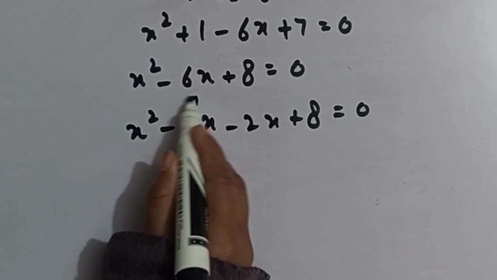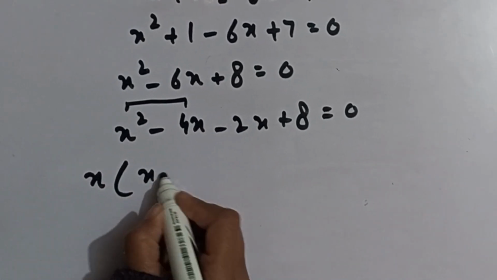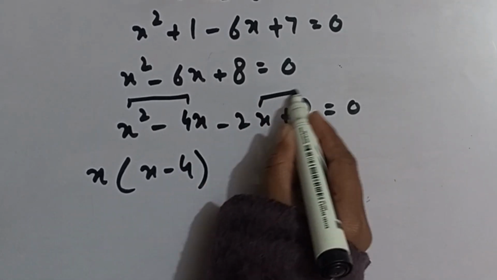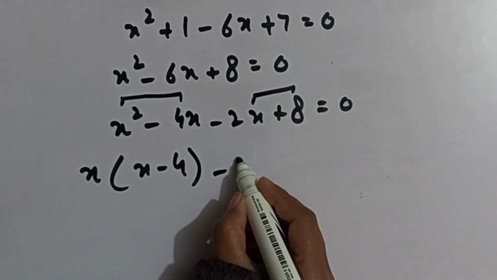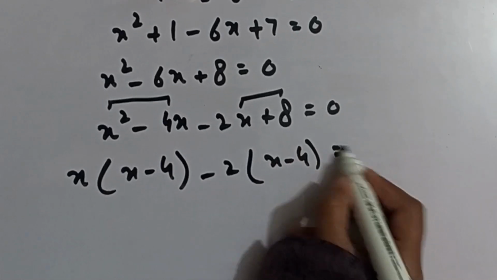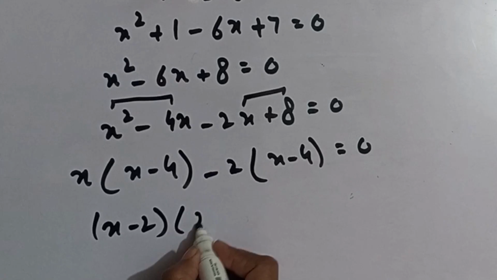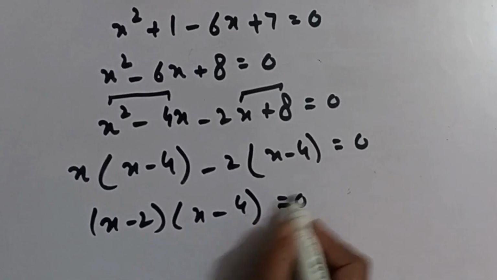Look at the first two terms: x is common in these two terms, so we factor it out and the remaining is x minus 4. Look at the last two terms: minus 2 is common in these two terms, so we factor it out and the remaining is x minus 4, equal to 0. We write this as (x minus 2) multiplied by (x minus 4) is equal to 0.